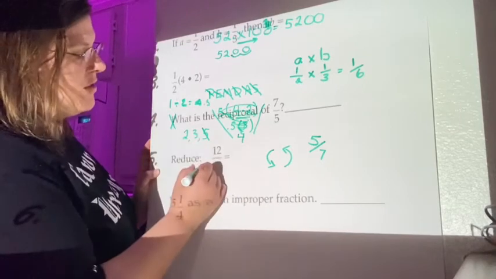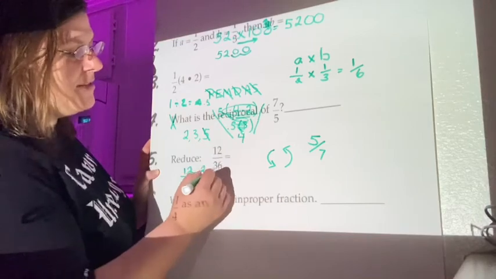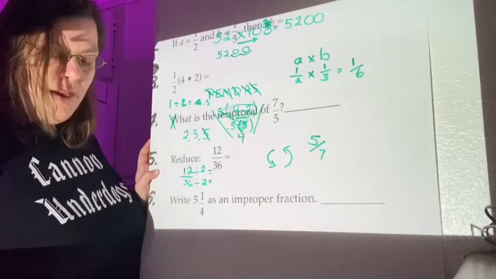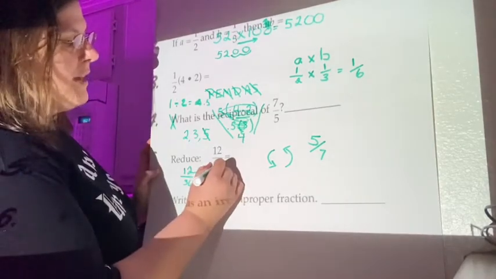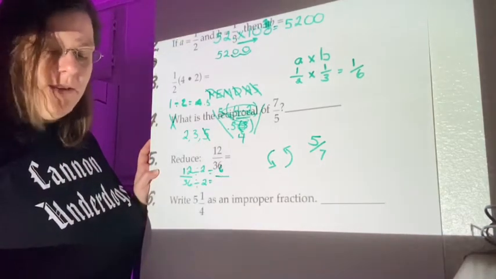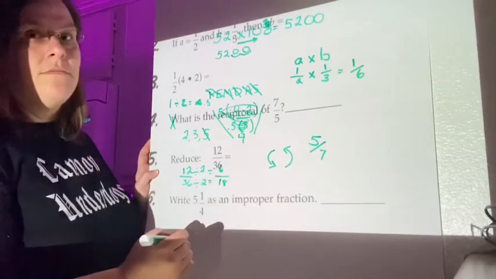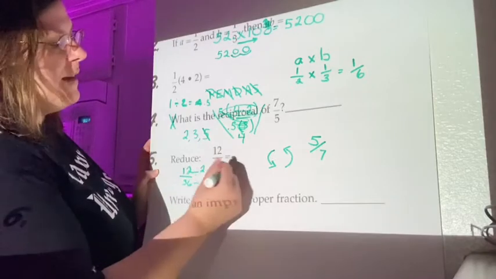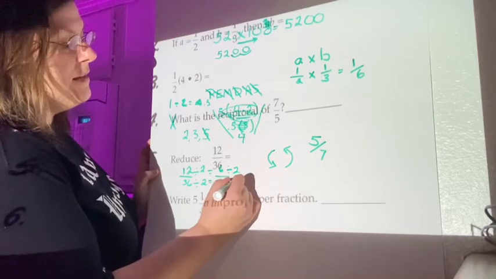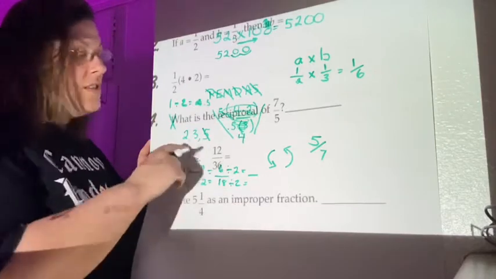So we're going to divide 12 divided by 2 and 36 divided by 2. So get your calculators out. Let me clear my board. I got 12 divided by 2, which is 6. So I have 6 over 36 divided by 2. So I go over my calculations. 36 divided by 2, and I have 18. Now, can I do it again? Yes, I can. So I say 6 divided by 2, 18 divided by 2, and then I get a new number. So I'm just reducing and reducing, just using the magic numbers.